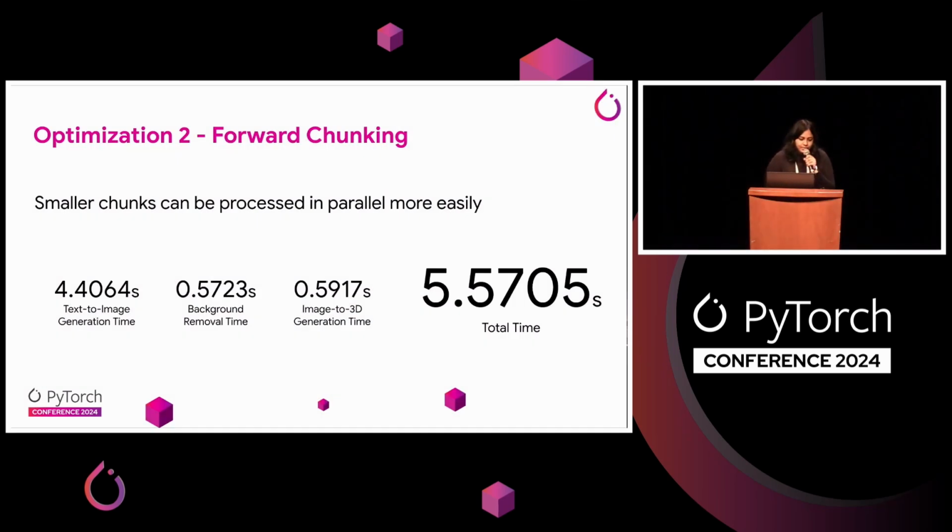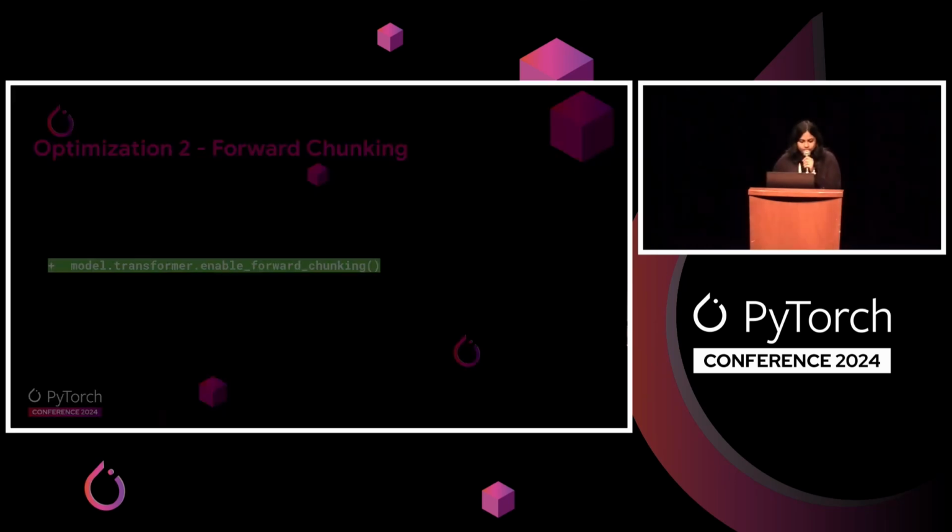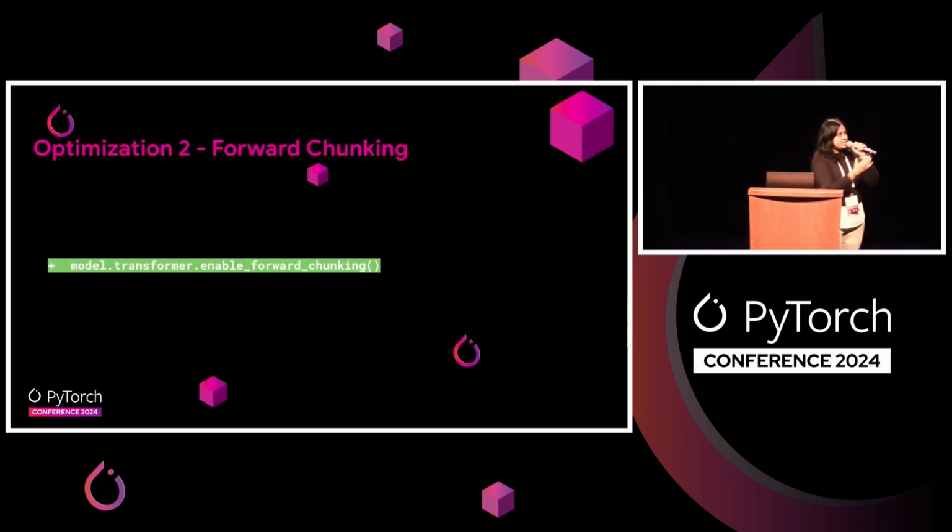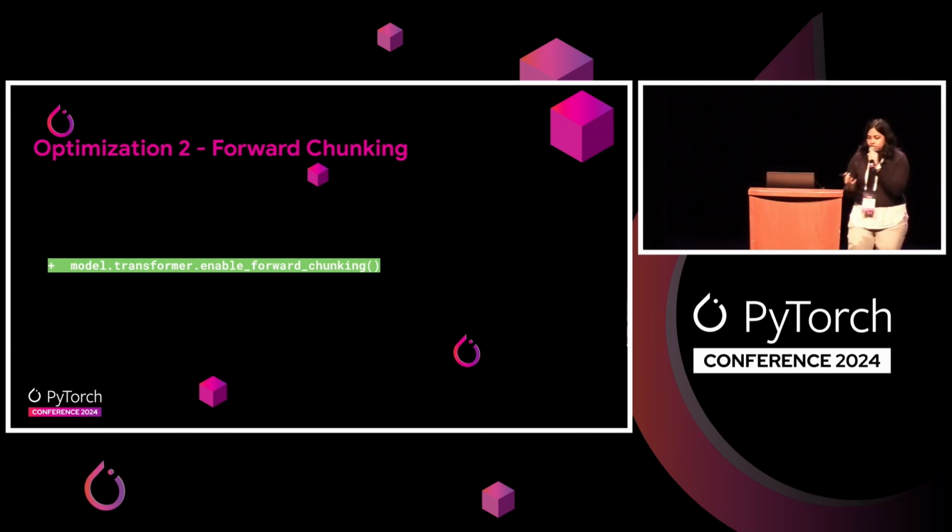The next technique that we used was forward chunking. In simple words, it's basically taking your large inputs and converting them into smaller chunks so that they can be processed in parallel more easily. This is more of a memory optimization rather than a time optimization, but it was worth studying. As you can see, from 13.5, we went to 5.5, which is a big change. We simply enabled the forward chunking for the model transformer, which is the code change that we did.